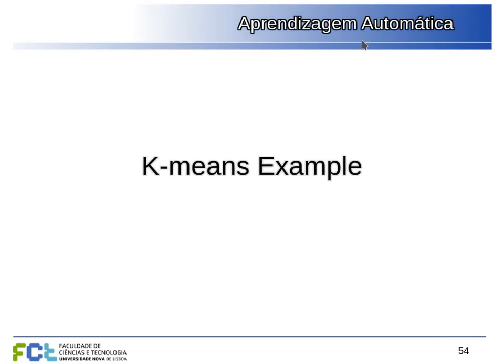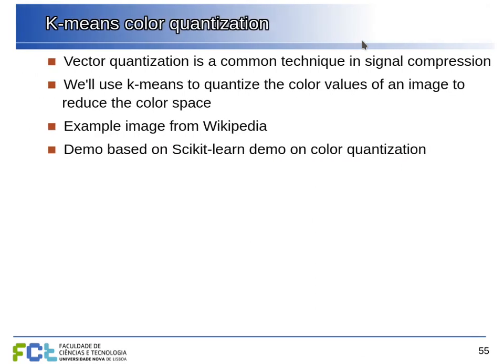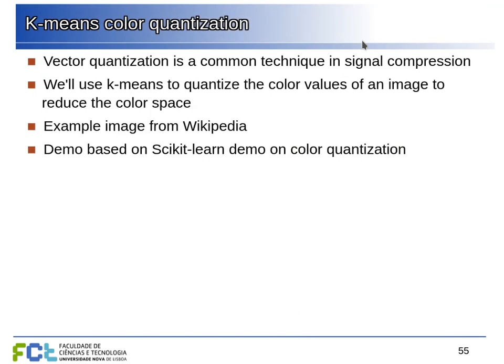So now let's see an example of using k-means. One application in which k-means is often used, which is the original idea behind k-means, is for vector quantization. Vector quantization is an approach to compressing signals, and basically we are quantizing some continuous range of values so that we reduce this continuous range to a set of representative values.